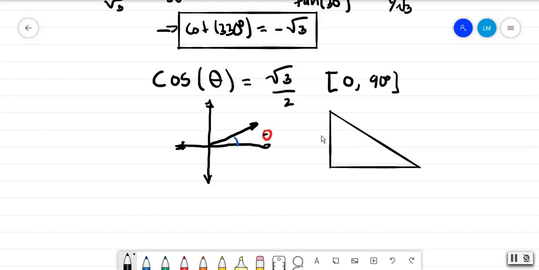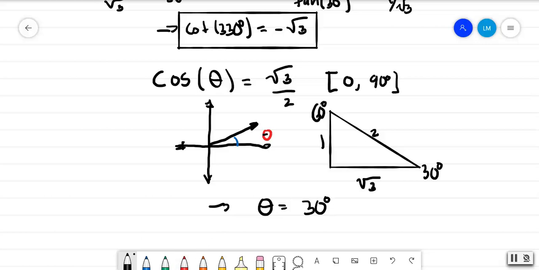So we have 1, root 3, and 2, and this is 30 degrees, and this is 60 degrees. Now, based on the definition, root 3 and 2 are the values that we were given. So that's adjacent, that's hypotenuse. But the value that corresponded to that was 30 degrees. So all that would mean is that theta would have to be equal to 30 degrees.